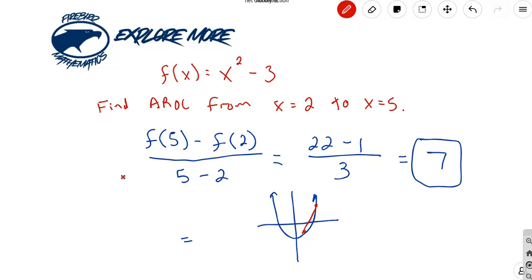Okay, and then the next thing we would see is that the average rate of change is positive, which shows us that our graph is increasing from x equals 2 to x equals 5. So it gives us the slope of the secant line, but it also tells us that the function is increasing from 2 to 5.